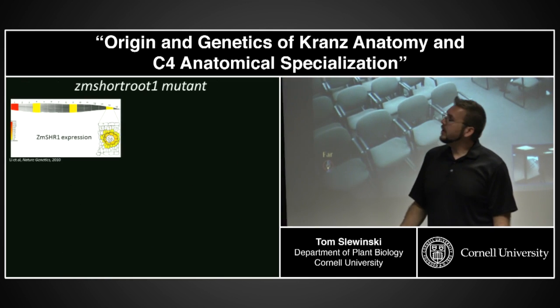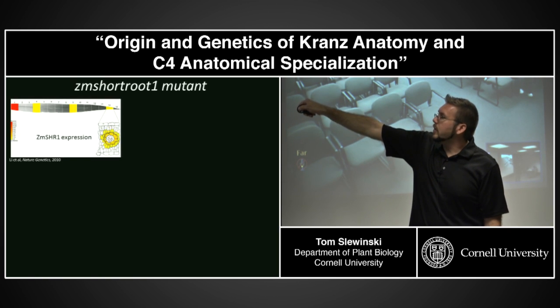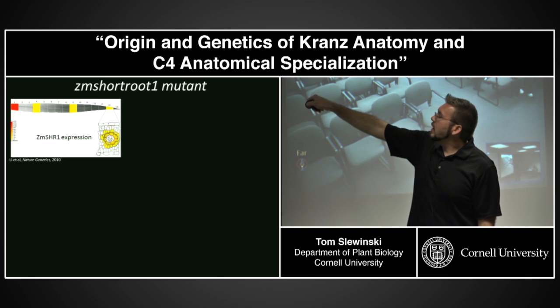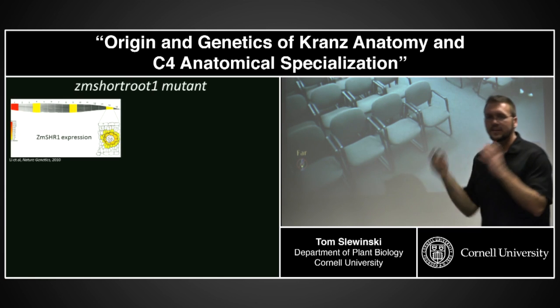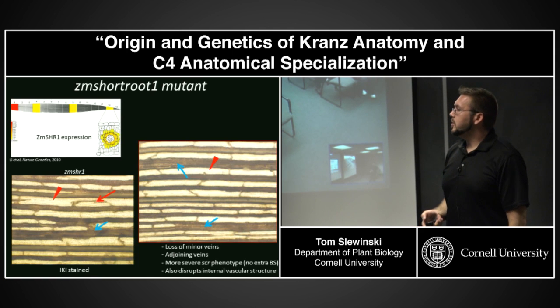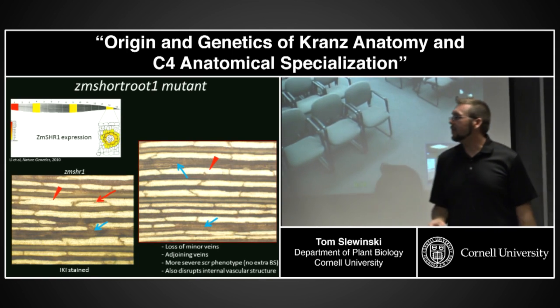So short root 1, again, has an expression pattern similar to scarecrow, highly expressed at the base, turns off towards the tip once it matures. And it's enriched in the mesophyll, but during this laser capture, you got some of the internal vasculature in there, so I think it's actually showing internal vasculature expression. And when we looked at the mutant, again, we find a more severe scarecrow-like phenotype.